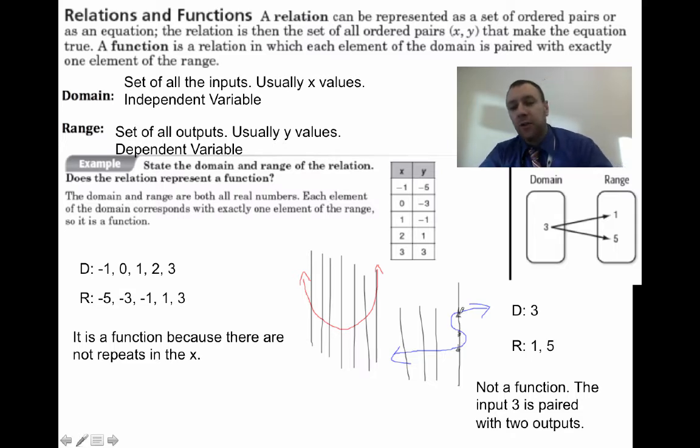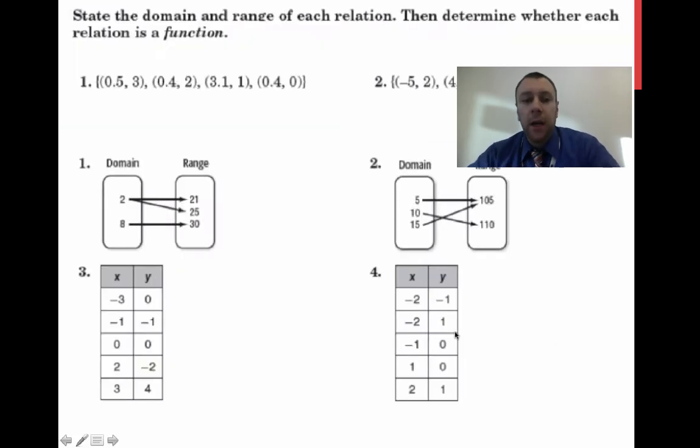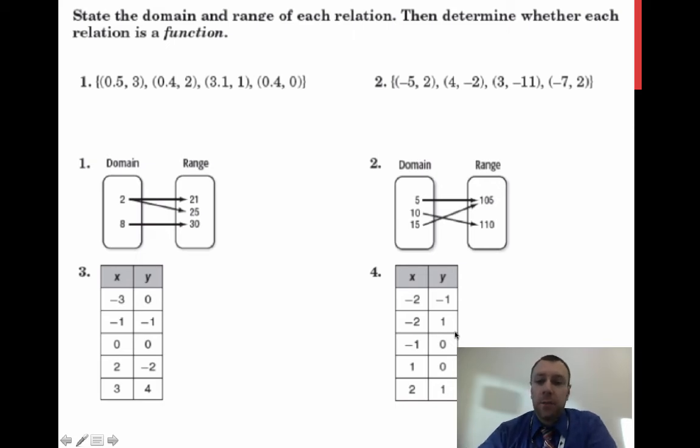So on graphs, I can do what's called the vertical line test. If I can draw a vertical line and that vertical line only hits the graph once, then it's a function. If I can draw a vertical line and hit the graph more than once, then it's not a function. In these problems, all you're going to be doing is listing out the domain and range and telling if it's a function or not. Remember, if the x values are repeated, then it is not a function.